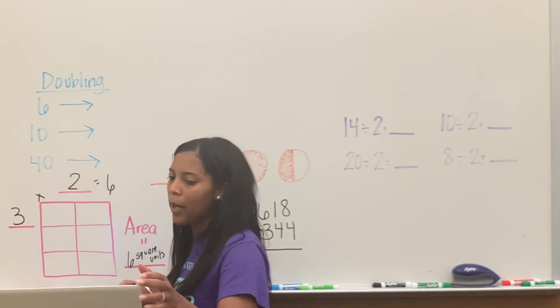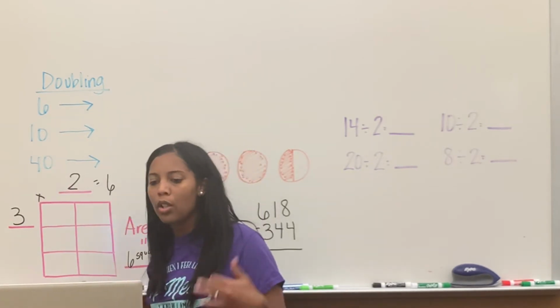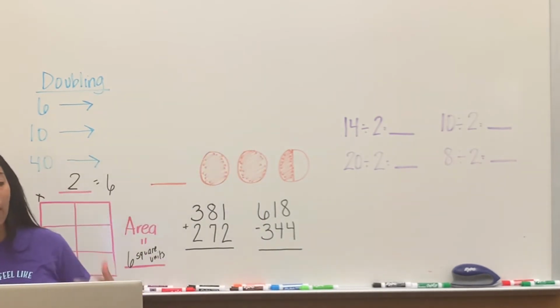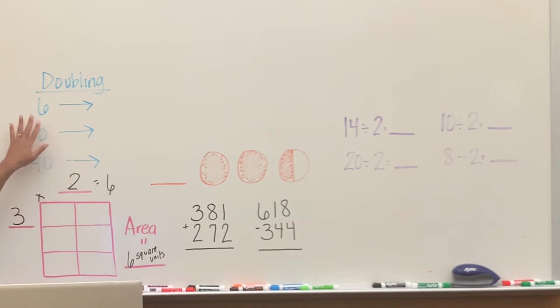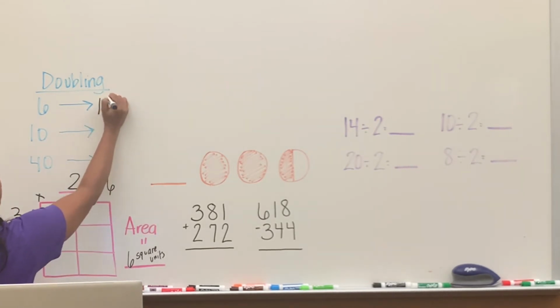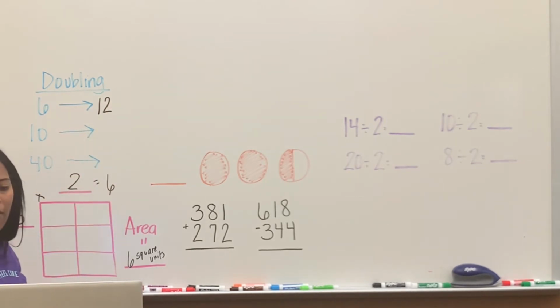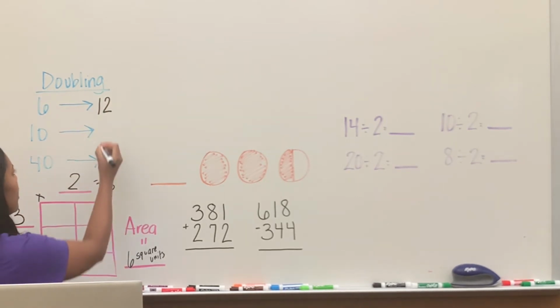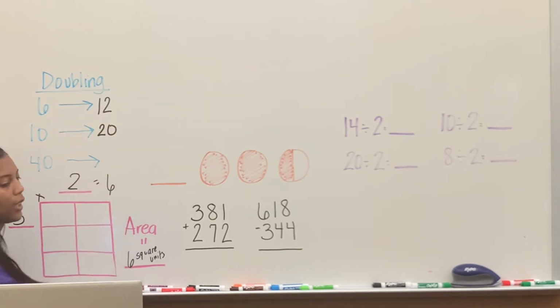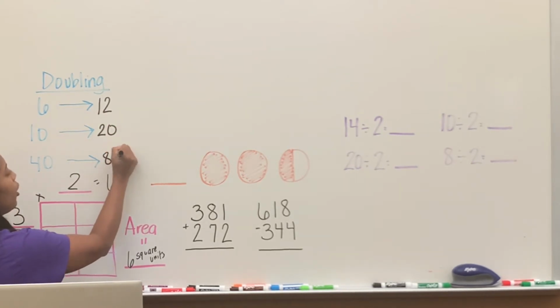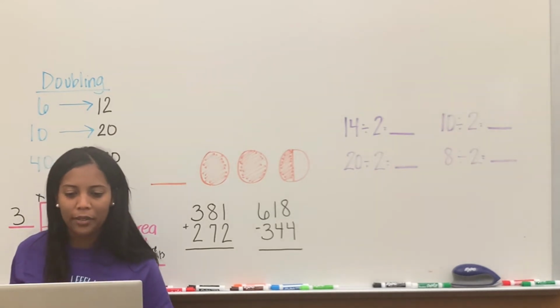Okay, so let's practice doubling a number. You know doubling means to add the same number twice. So if I have the number 6 and I double 6, how much will I have? 12. What about if I double 10? 20. And what about 40? 80. Good. What about 200?